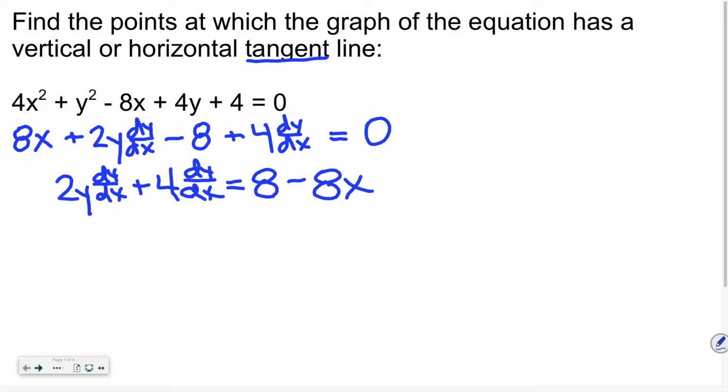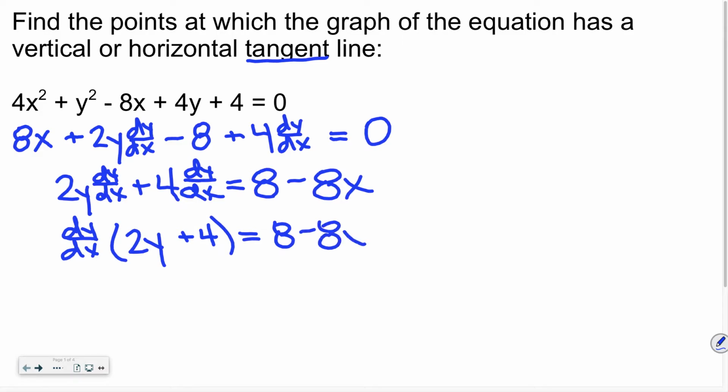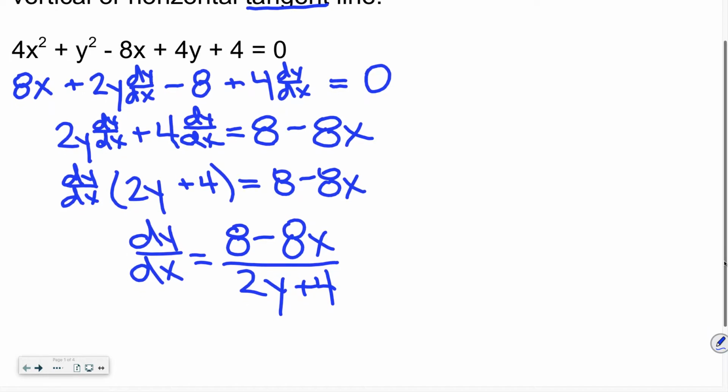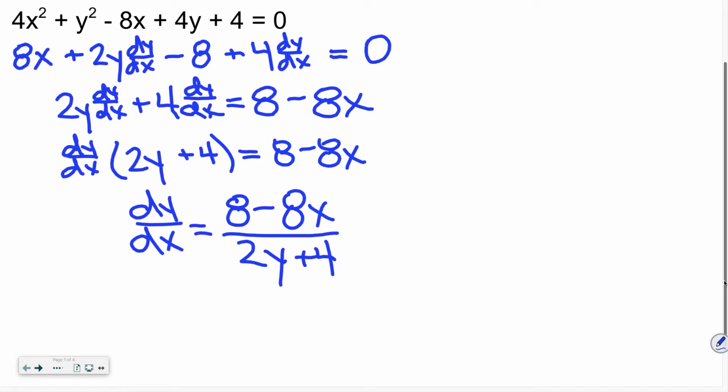Okay. We can factor out dy dx, and then divide that over. So dy dx is 8 minus 8x over 2y plus 4. Like I said, if you want to simplify that a little bit, you are more than welcome to, but it is not necessary.